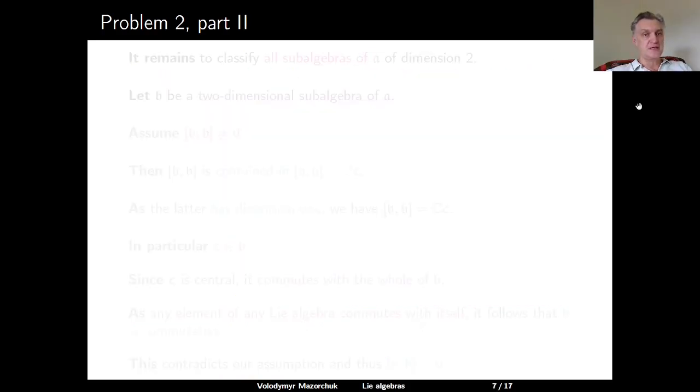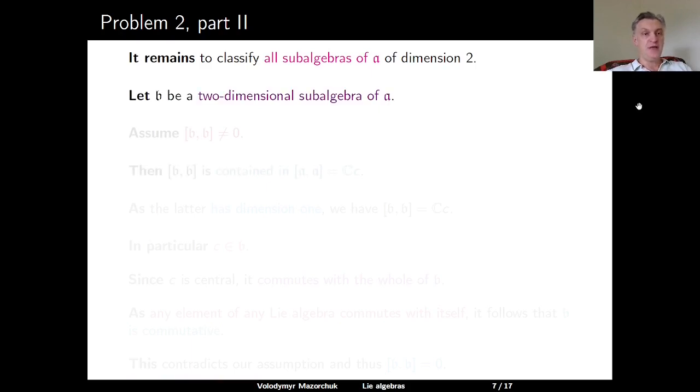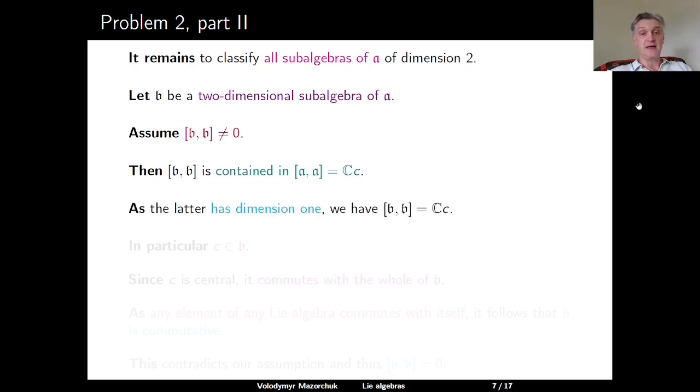So we are left with classification of all subalgebras of A of dimension 2. Let B be a two-dimensional subalgebra of A. Assume first that the Lie bracket of B with itself is not 0. Then this Lie bracket is of course contained in the Lie bracket of A with itself, which coincides with the linear span of the element C. As the latter has dimension 1, and the Lie bracket of B and B is assumed to be non-zero, we get that the bracket of B and B is the linear span of C. In particular, the element C belongs to B.